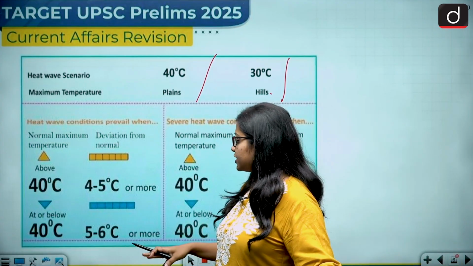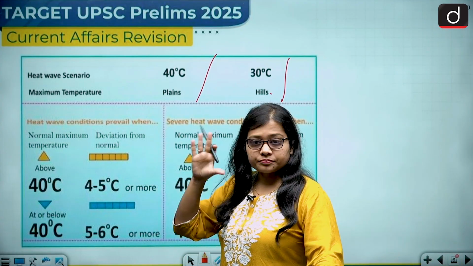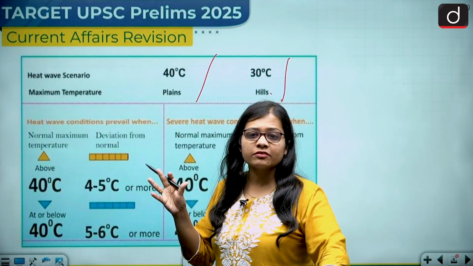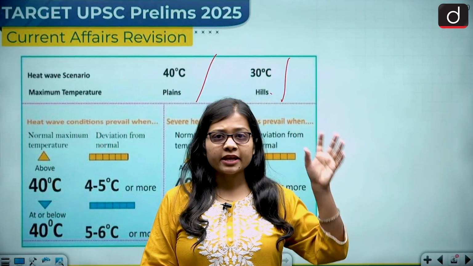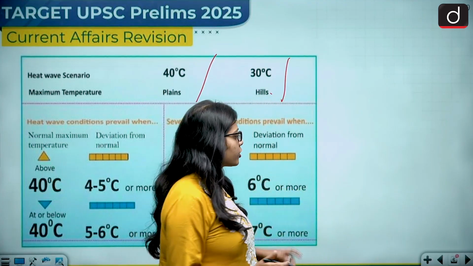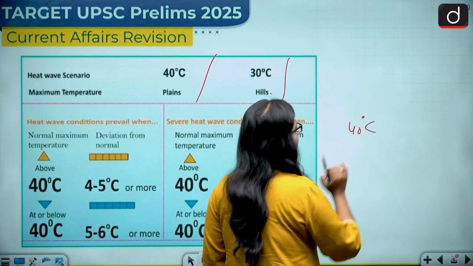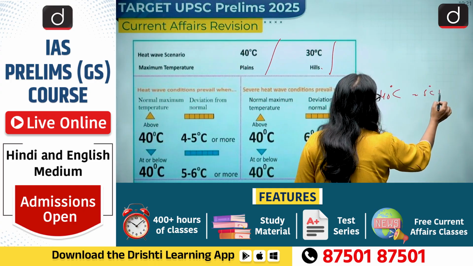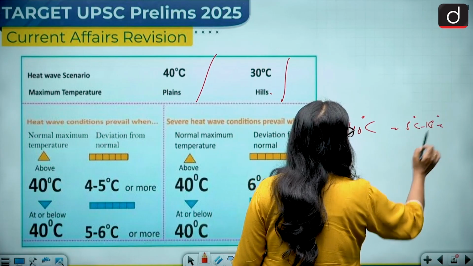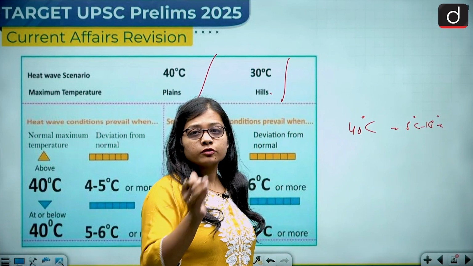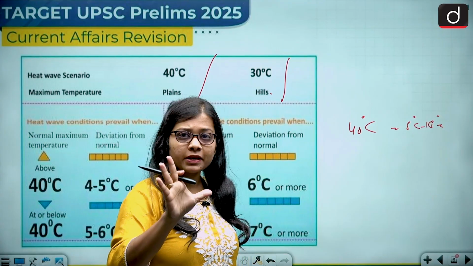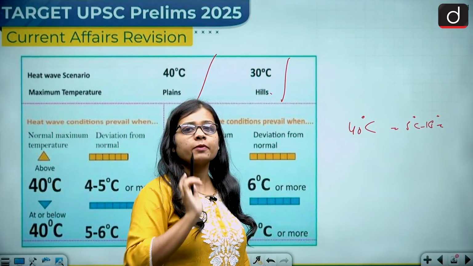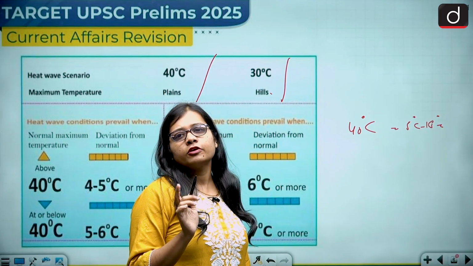Now, what is the condition in which it is called a heat wave and a severe heat wave? In plains, for example, if the temperature is 40 degrees Celsius and it rises by 5 to 6 degrees Celsius, then it will be known as a heat wave. So above 40 degrees Celsius, if the increase is by around 5 degrees Celsius, then it will be a heat wave.